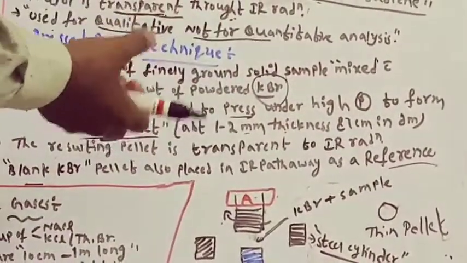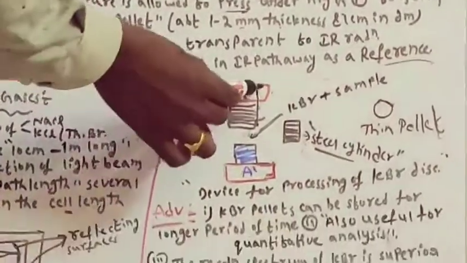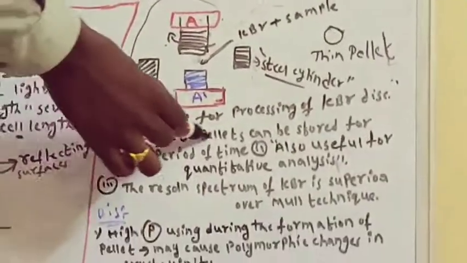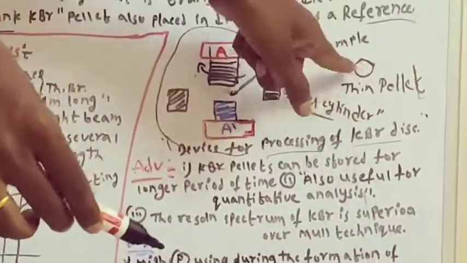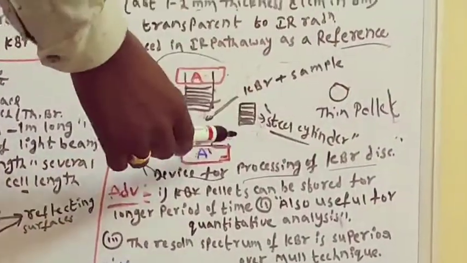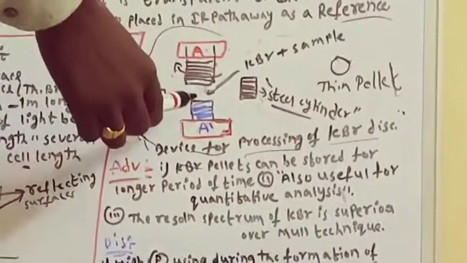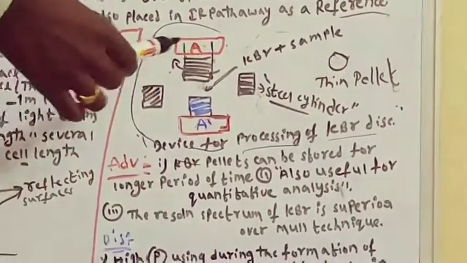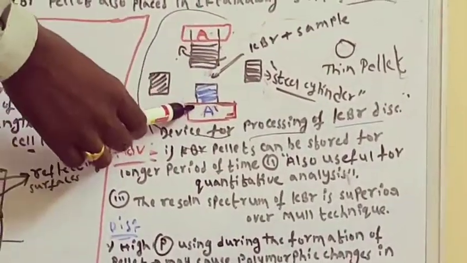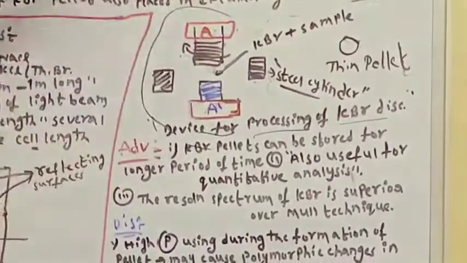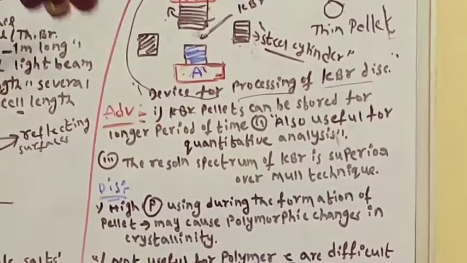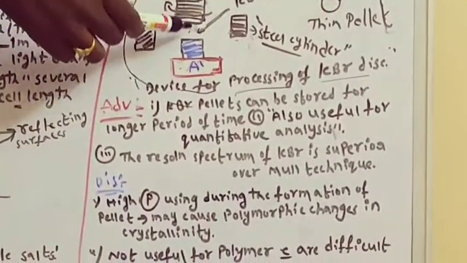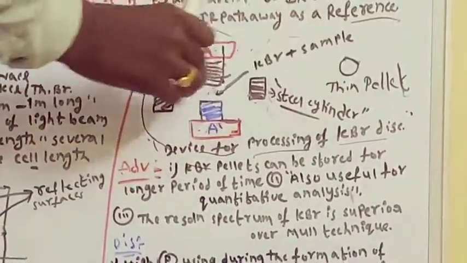How will the pellet be formed? What is the device we have to use? This is the device for processing a KBr disc. The pellet is in the form of a disc, a circle form. This is the device used for formation of the KBr disc. You can see here A and A dash; these are the screws, and these two are the steel cylinders. Between these two screws we place the sample, that is, the mixture of KBr plus sample.